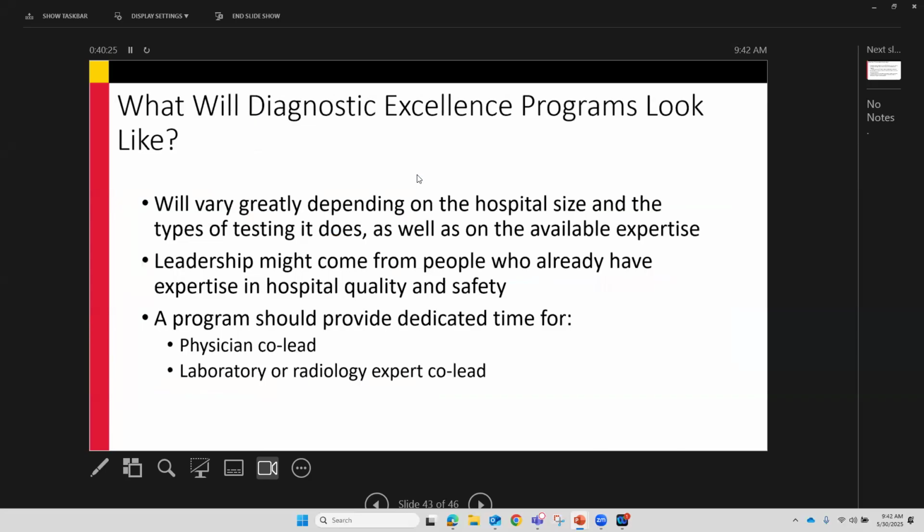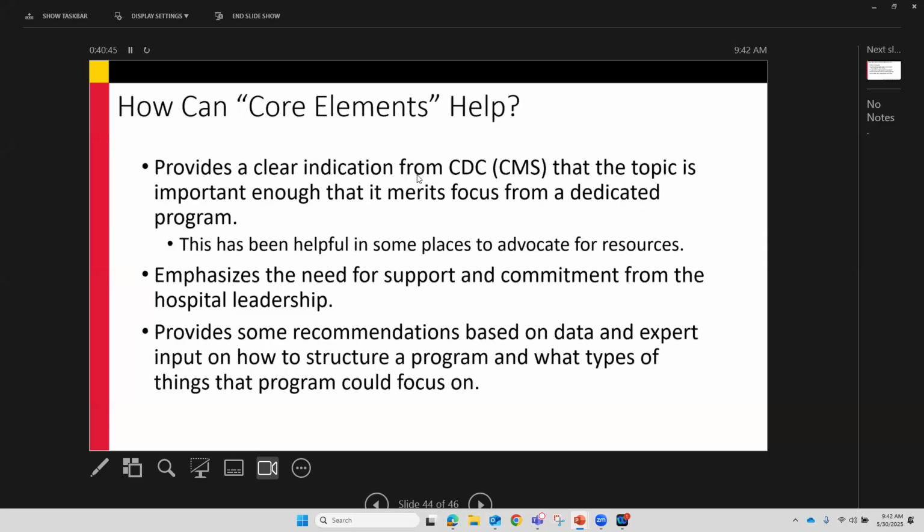And it's pushing for having programs that often I think would probably be built out of stewardship or infection control, but maybe diagnostic excellence efforts that are already happening also. And probably the biggest point for people who are trying to start a program is that they advocate for having dedicated time for a physician co-lead and a laboratory or radiology expert co-lead. These were co-branded with CMS and AHRQ, so it's not just the CDC, it's other agencies. And it really focuses on commitment from hospital leadership.